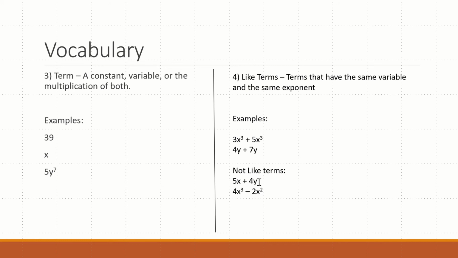And I also wanted to show you some examples of things that are not like terms. So 5x and 4y are not like terms because they have different variables, and these two are not like terms because this has an exponent of 3 and that has an exponent of 2. So in order for them to be considered like terms, remember that not only do they need to have the same variable, but they also have to have the same exponents as well. So please keep that in mind.